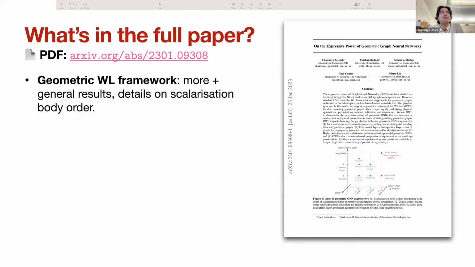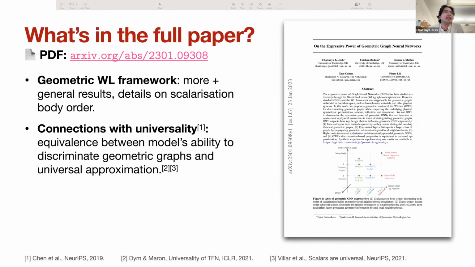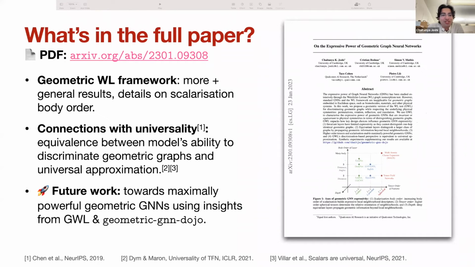In the full paper, we have this framework with a few more general results, and more details on scalarization body order as well. Importantly, we have connections with universal approximation. There have been some works on universality of geometric GNNs on fully connected graphs, I should add, not on sparse graphs. We study the equivalence between universality and this perspective of discriminating geometric graphs, and our results follow the work of Chen et al. Finally, in future work, we're excited about designing better models through the insights gained from GWL, as well as Geometric GNN Dojo, which is our code base.